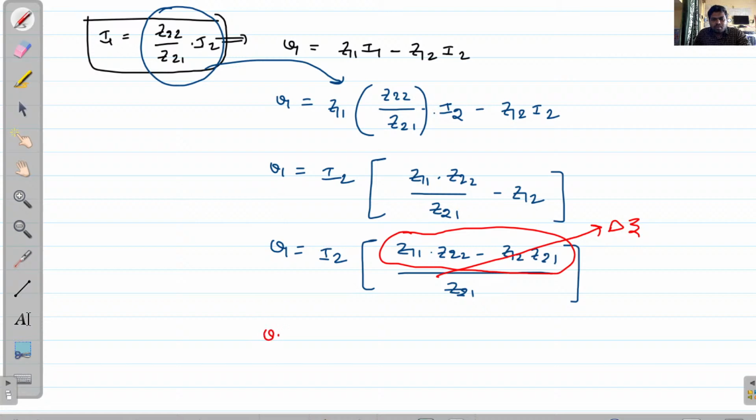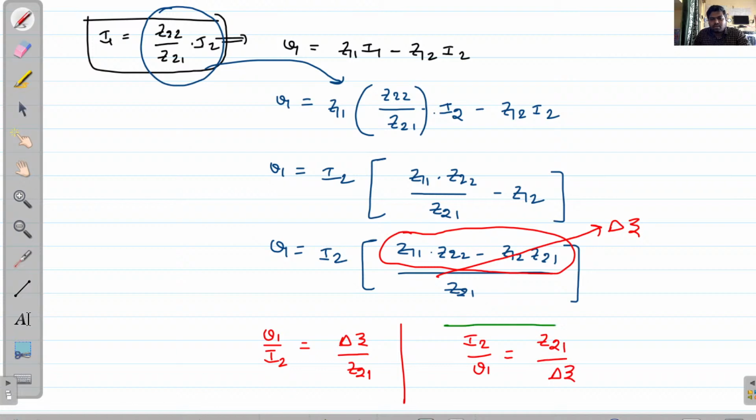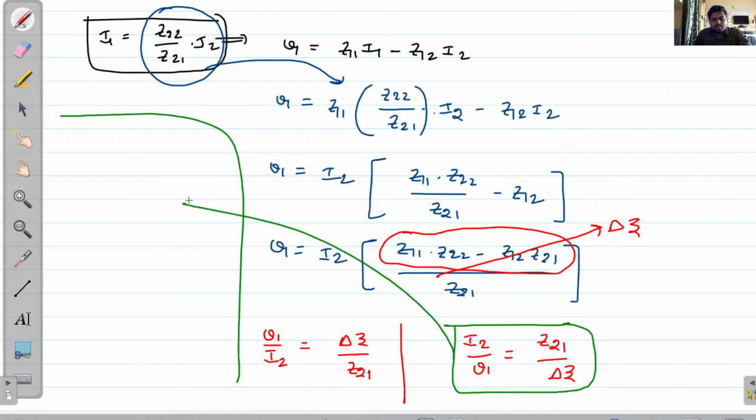Now V1 by I2 equals what? Delta Z by Z21. You can write in this way also. I2 by V1 equals what? Z21 by delta Z. So this is our expression. So from this, I2 by V1 is nothing but what? I2 by V1. That means what? Z.